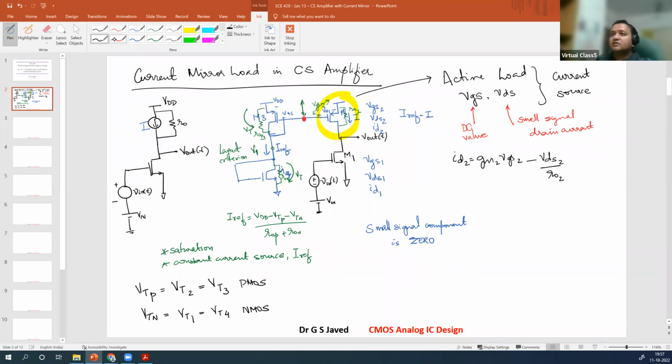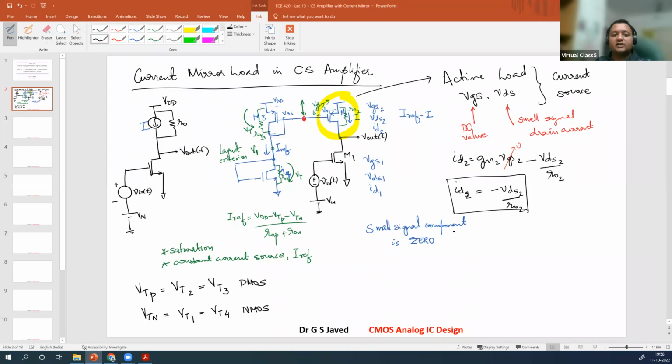Now, in this case, since VGS is going to be 0, the factor GM2 VGS2 is 0. So what is the effective drain current? ID2 is going to be minus VDS2 by RO2. So in this case, you see it is only dependent on the output resistance. So that is how the intuition comes. There is no small signal GM value here, transconductance.